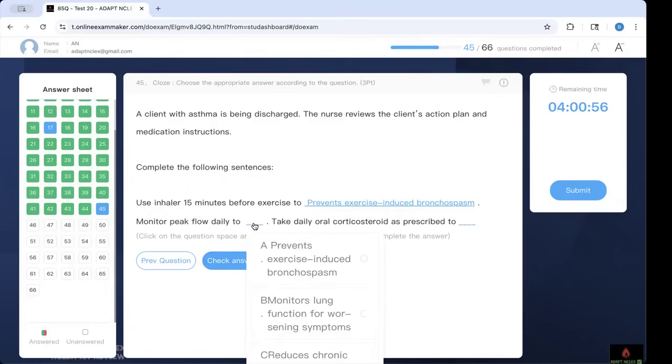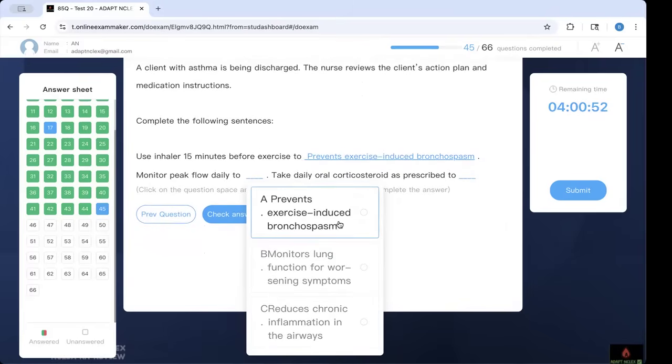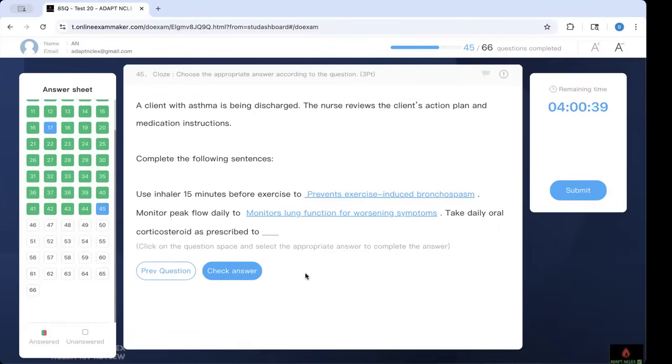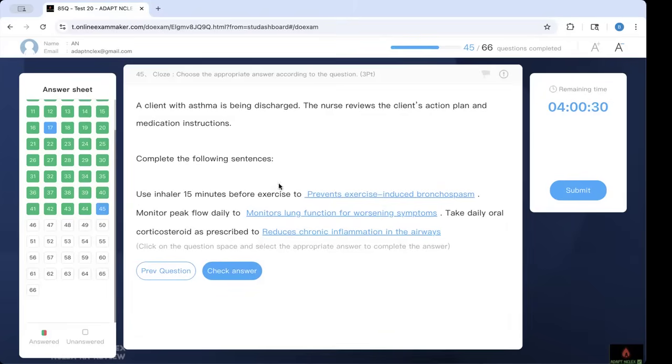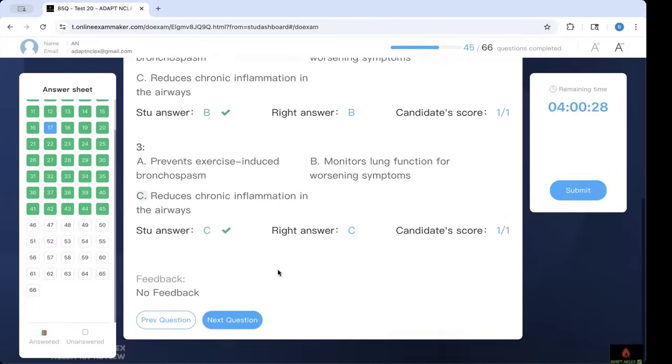Monitor peak flow daily to prevent what? Prevent exercise-induced symptoms, or monitor lung function, or reduce chronic inflammation of the airway. Why do you monitor your peak flow? That's the key. Monitor your lung function for worsening symptoms. Take daily oral corticosteroids prescribed to do what? Help with the inflammation. So this is the way it's going to be.